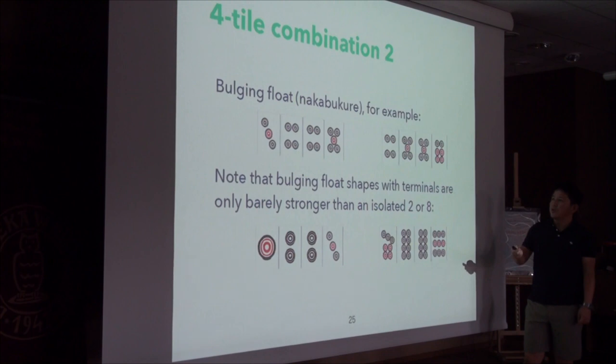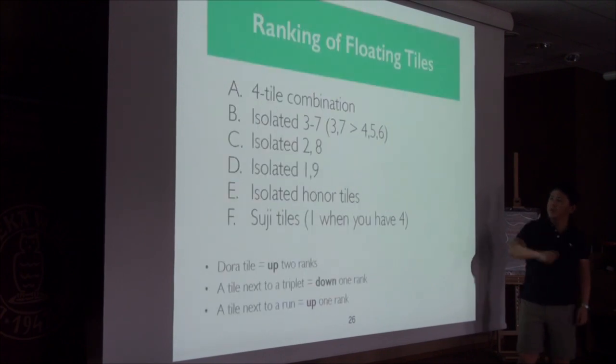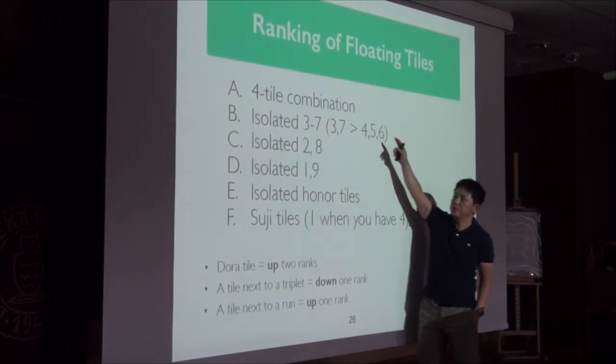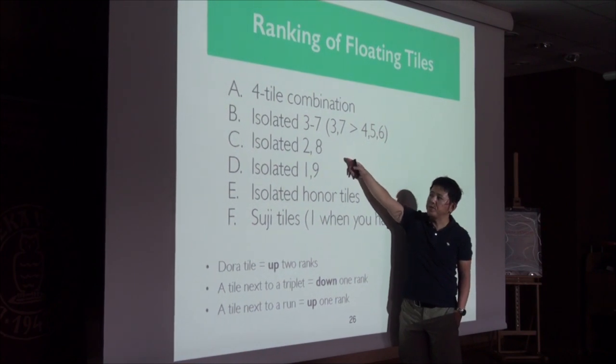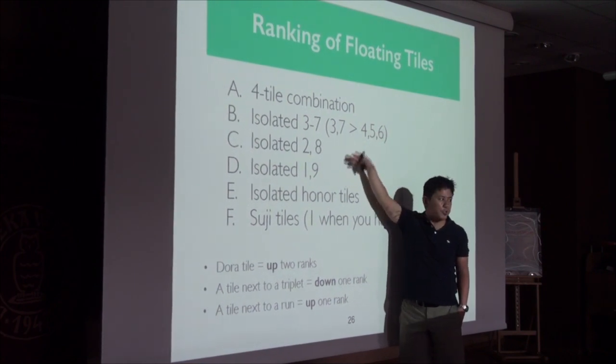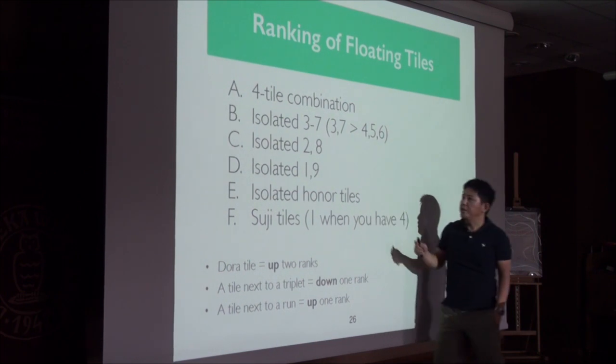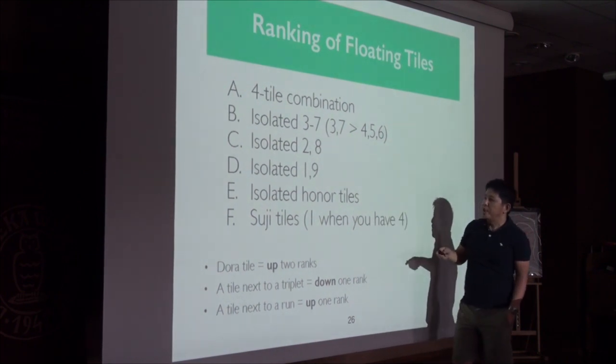Right. So the 4-tile combination is the best, followed by isolated 3s and 7s, then 2s and 8s, and then 1s and 9s. These are pretty straightforward, I think.